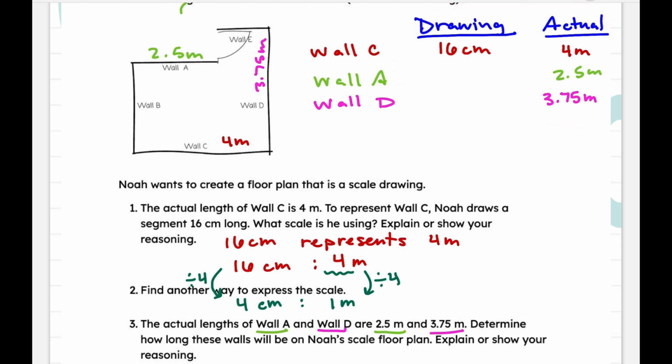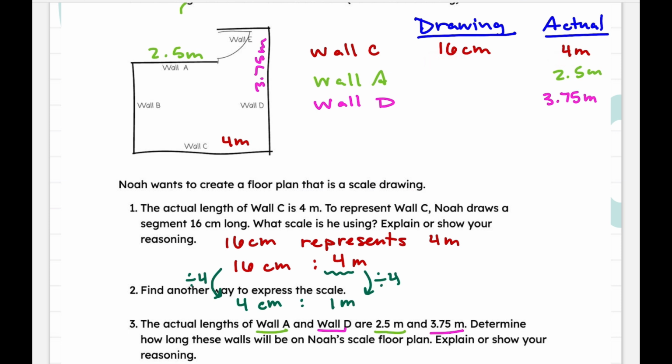So again, we want to look for connections as we go across this table. One of the things that's worth mentioning, in the drawing, I'm measuring in centimeters, and in the actual, all of these are measured in meters. So when I find out what these measurements are in the drawing, I do know that they're going to be centimeters. So now all I need to focus on is a connection between the numbers, 16 and 4.